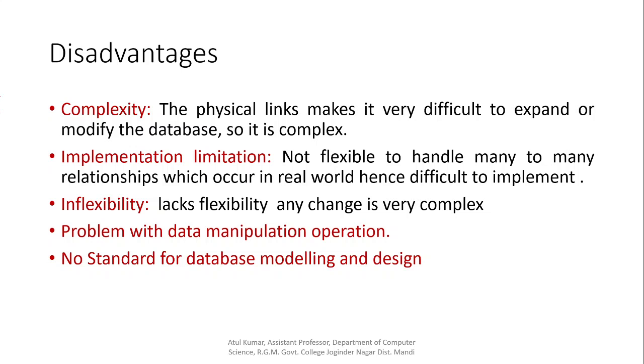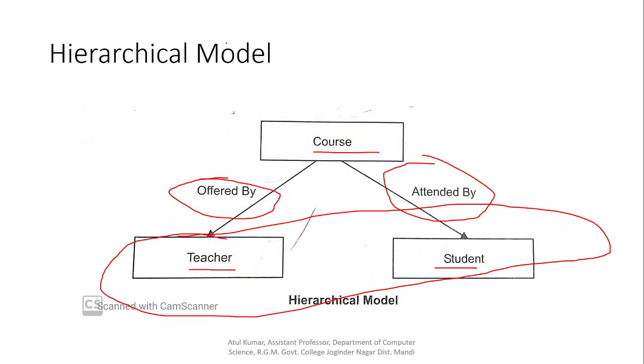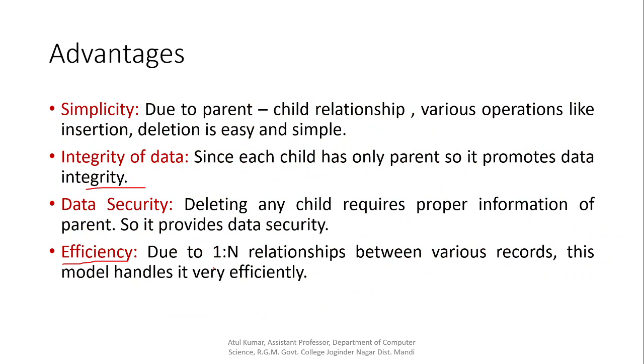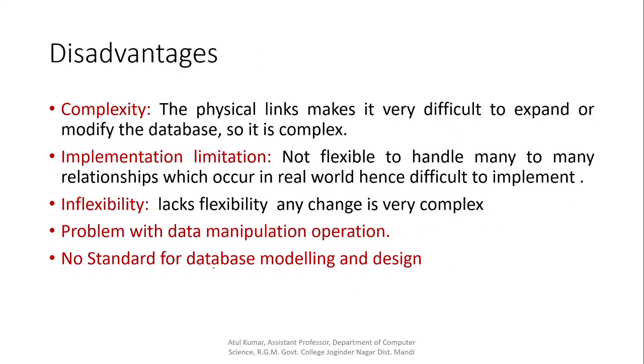So there are some disadvantages of this model. The first one is complexity. As we have seen, there are different kinds of links between records, like the link between course and teacher. Implementing these links is very complex, and there is also a limitation in implementing these kinds of links in the real world.